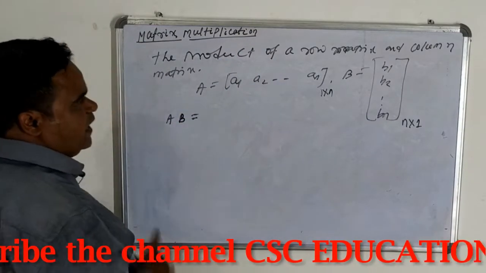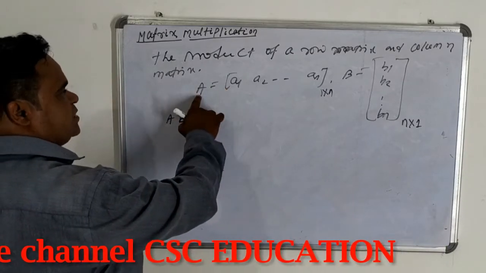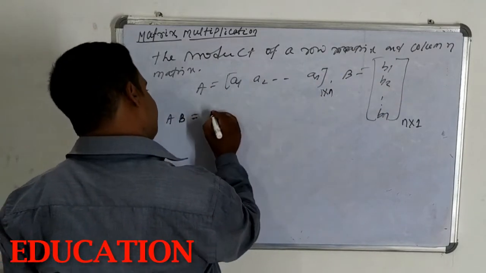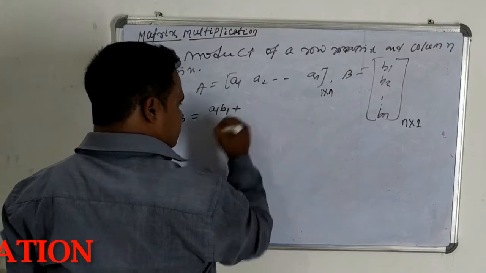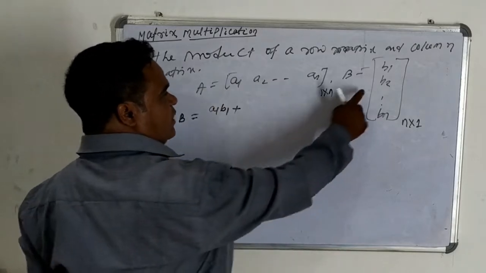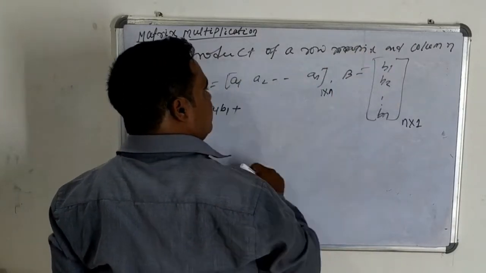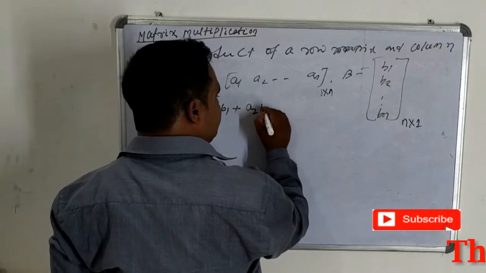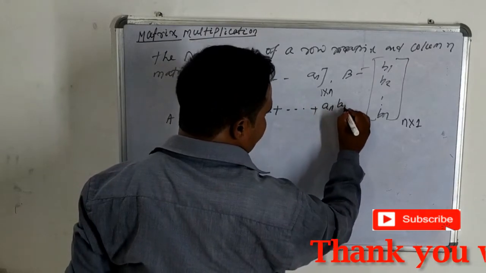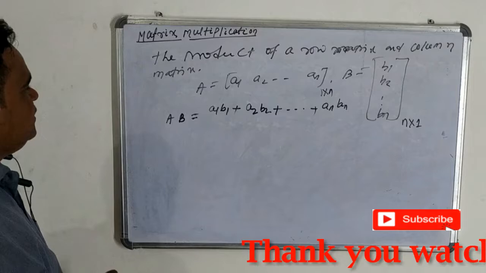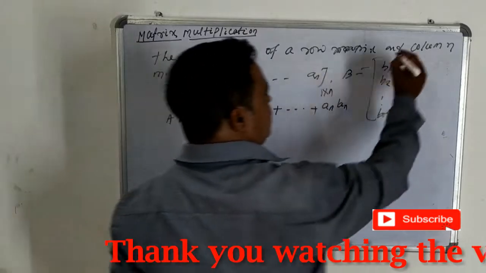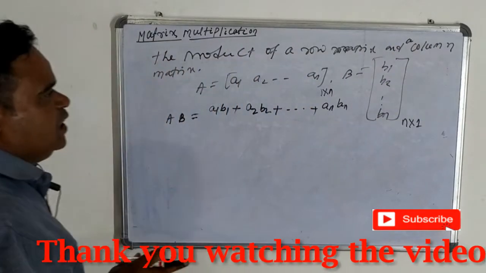AB is found by multiplying the first element of matrix A with the first element of matrix B: A1, B1, plus the second element of the first row of matrix A times the second element in the column of matrix B, so A2, B2, plus up to An, Bn. In this way we find the multiplication of a row matrix and a column matrix: one row, one column.